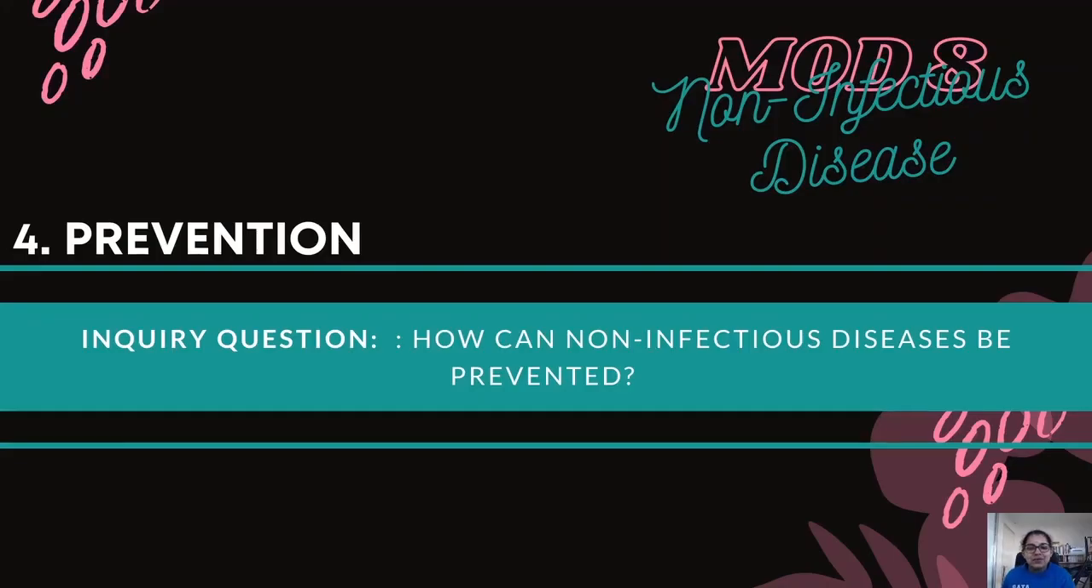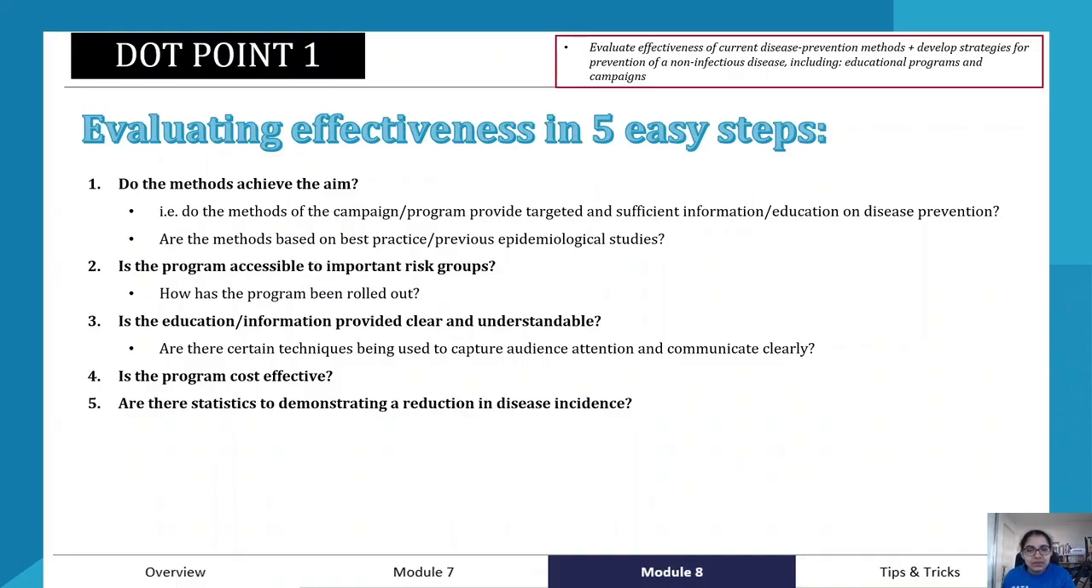Okay, let's have a look at prevention. How can non-infectious diseases be prevented? So we are evaluating effectiveness in 5 easy steps. Essentially, we want to be able to implement educational programs and campaigns that are solving their purpose, that are helpful, that are going to have an impact.